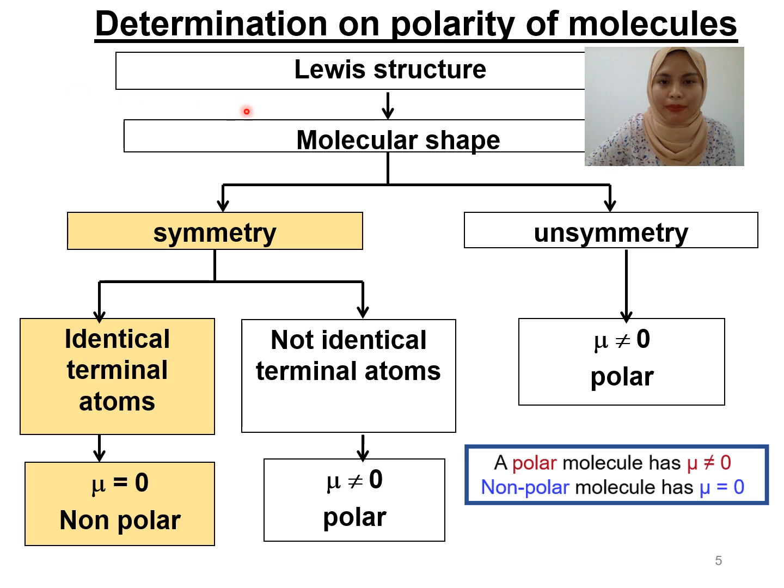Okay, Miss doesn't want you to be dizzy. Miss just explained this flow chart earlier because by the end of the video, you will know that this flow chart is going to be very helpful to you. Okay, so now we will go through it one by one. If you draw the Lewis structure and get a symmetrical molecular shape with identical terminal atoms, what is its shape?